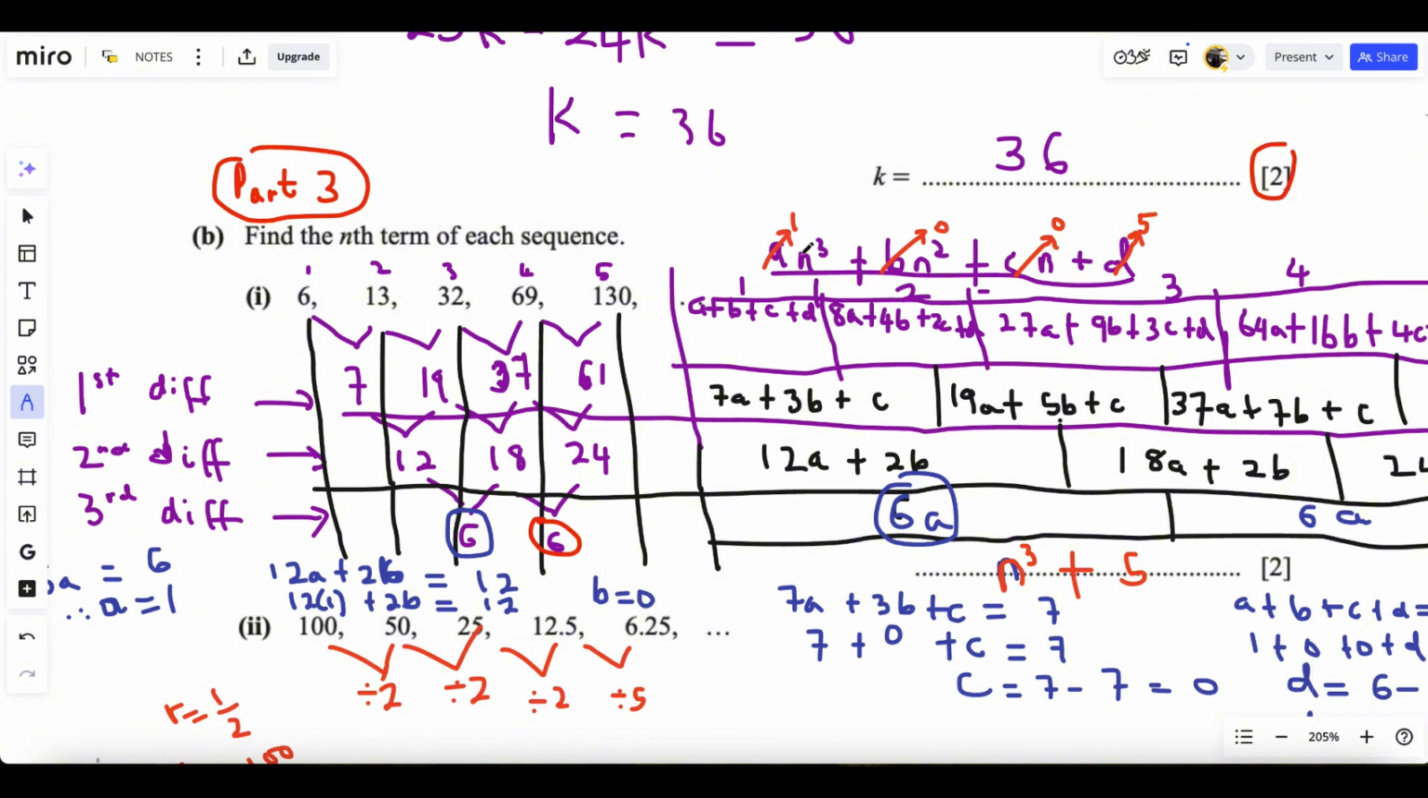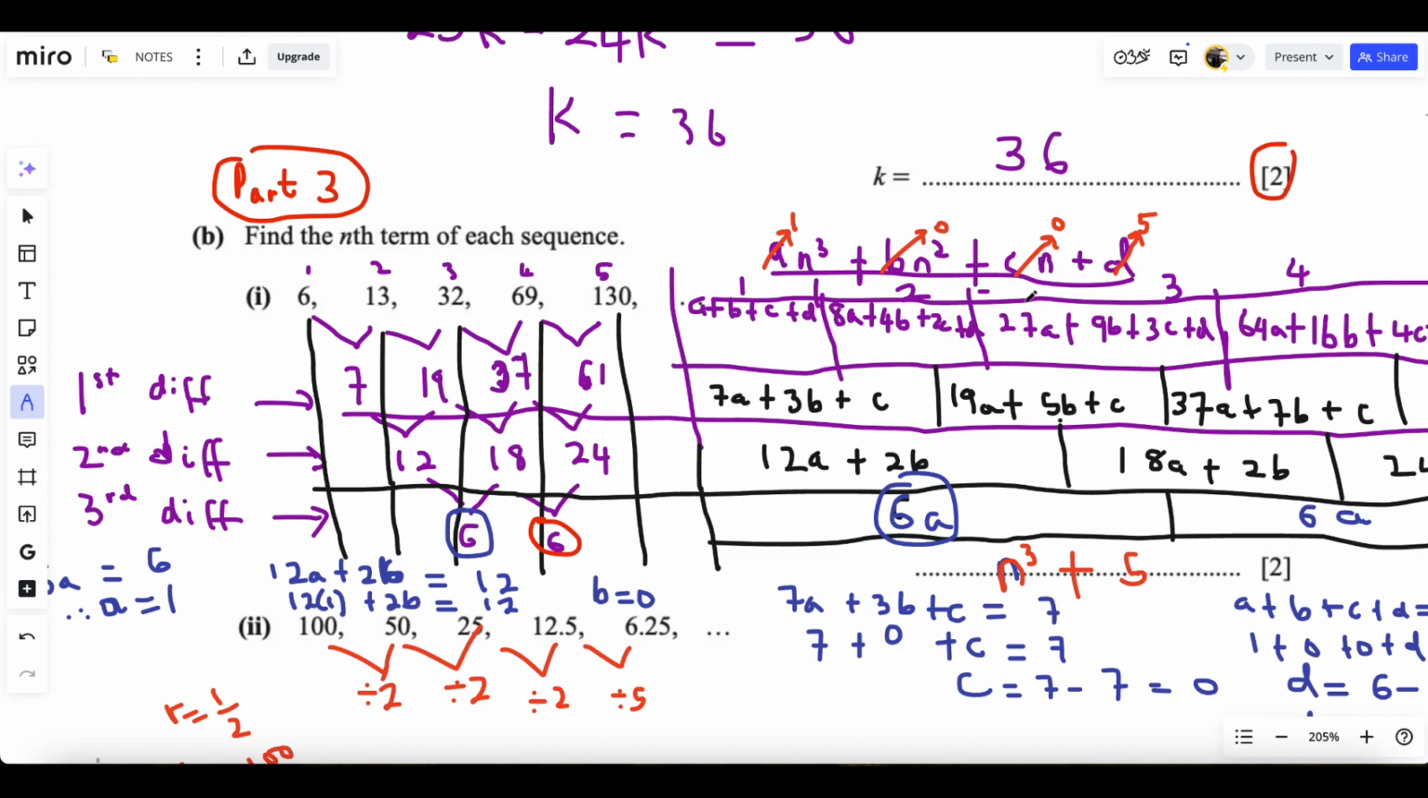Then when n is 2, 2 raised to power 3, you get 8. So it becomes 8a. You put 8a here. N is 2, 2 raised to power 2, you get 4. 4 times b, you get 4b. That's how I got the 4b here. 2 times c, you get 2c here. That's how we got 2c here. And there's nothing here, you just put the d here.